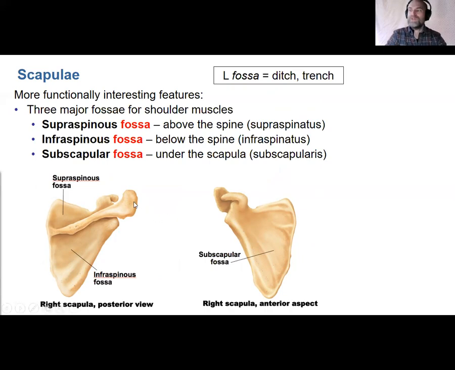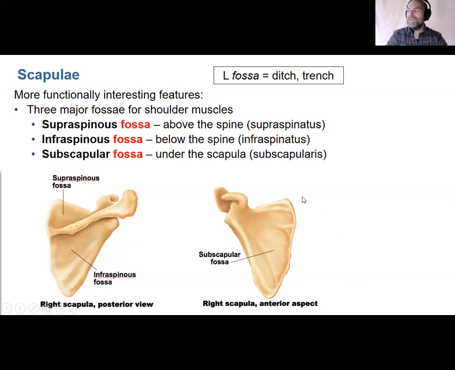The first, if we look at the posterior view, so again, looking at someone from the back, this would be looking, if someone was facing away from you, this would be their right shoulder blade here. You can see the lateral border, the medial border, and the superior border here. And we have these 2 large flat areas, one above the spine and one below the spine, appropriately called the supraspinous fossa. So supra meaning above, spinous meaning the spine. So the fossa above the spine, and then the infraspinous fossa. Infra meaning below or inferior to. So it's the fossa below the spine.